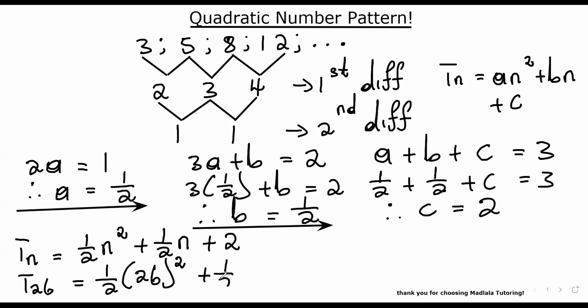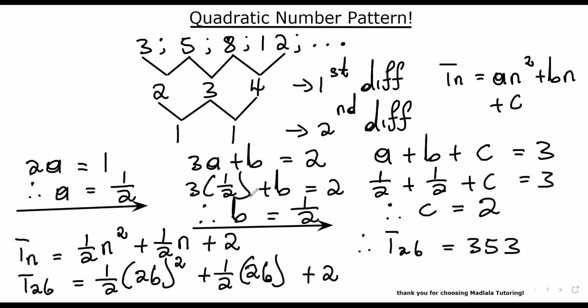So this is how we find term number 26. And then we say plus 2 there. And let's see how much is the value of a term that is at position 26. Well, we are simply going to get 353.